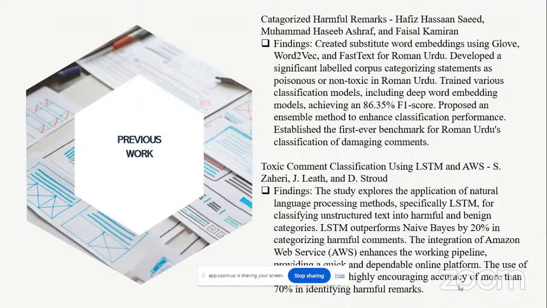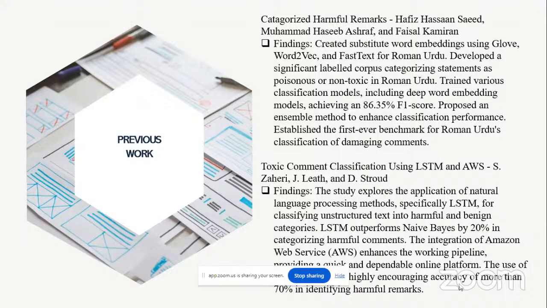Trained various classification models, including deep word embedding models, achieving 86.35% F1 score. Proposed an ensemble method to enhance classification performance. Established the first ever benchmark for Roman Urdu's classification of damaging comments.